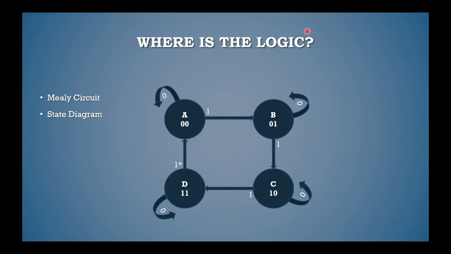And then next we have, where is the logic? So we know it's a Mealy circuit, and this is our state diagram. So our A had a 0, 0. With an input of 0, it stayed back at it. With 1, it went to B. If B had a 0, it stayed at it. If it had a 1, it moved on to C. If C had a 0, it stayed with it. If it had a 1, it went to D. And then at D, if 0, it just stayed D. But if it had a 1, it went back to A.